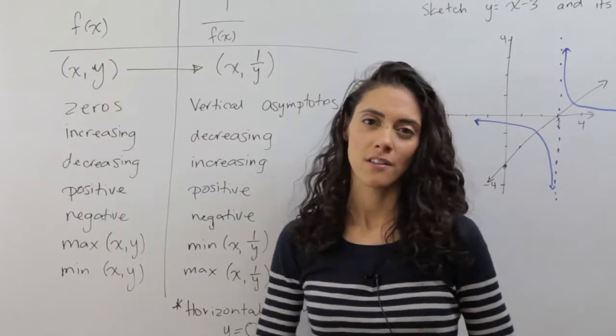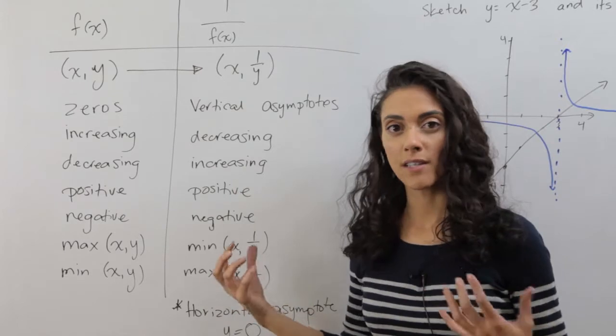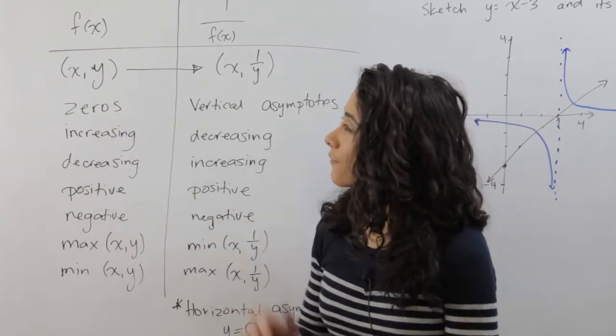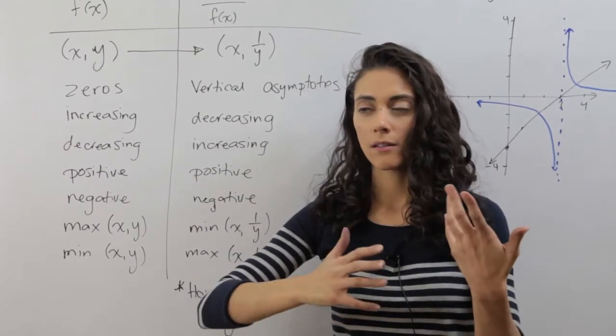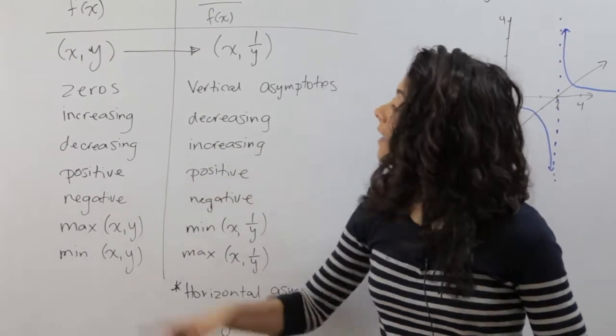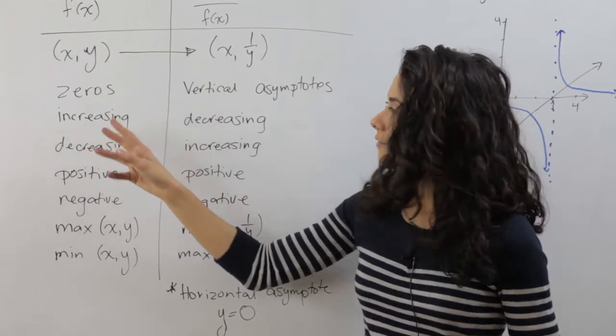If you know these properties of the initial function, we immediately know some properties of its reciprocal, which makes it simple to graph. First thing, if you know the zeros of your function, when you take the reciprocal of 0, well, that's not allowed, it's undefined. And for that reason, we get vertical asymptotes anywhere that your initial function had zeros.